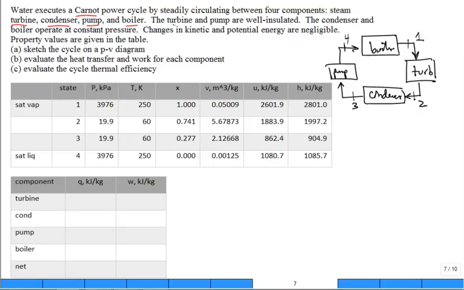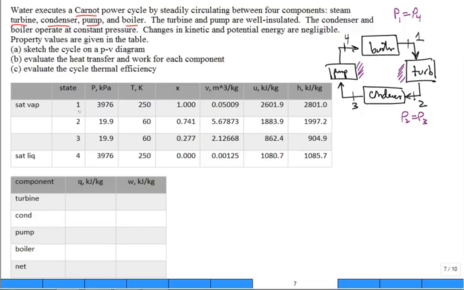Okay, the turbine and the pump are well insulated. Maybe you put some hash mark like this. The turbine and the pump are well insulated, so Q dot is 0 for both of those components. The condenser and the boiler operate at constant pressure. That means P1 is equal to P4 and P2 is equal to P3. There's no pressure drop through the boiler or through the condenser. Changes in kinetic and potential energy are negligible. Property values are given in the table.